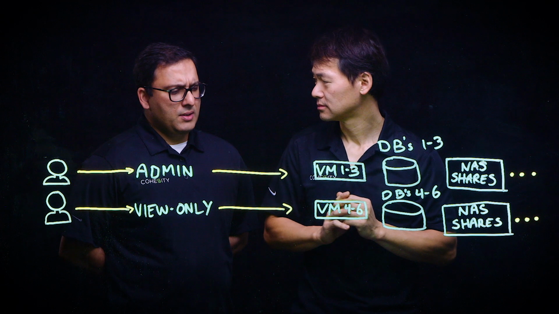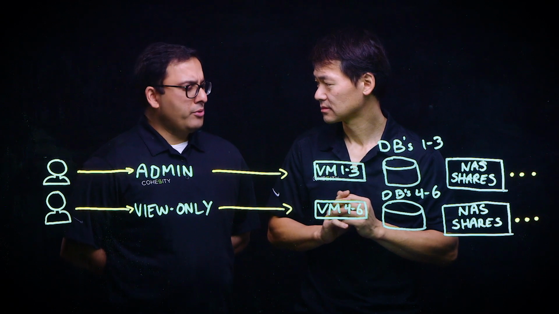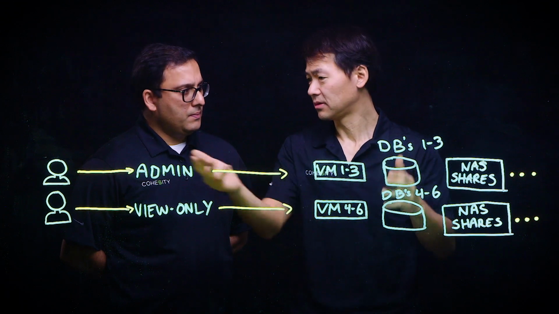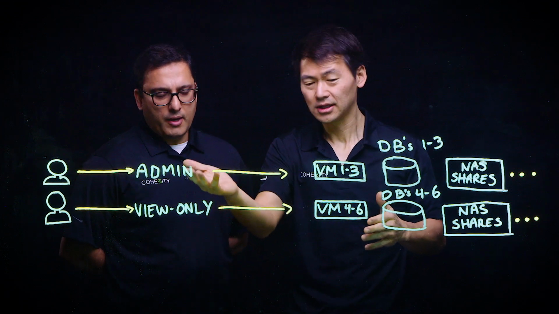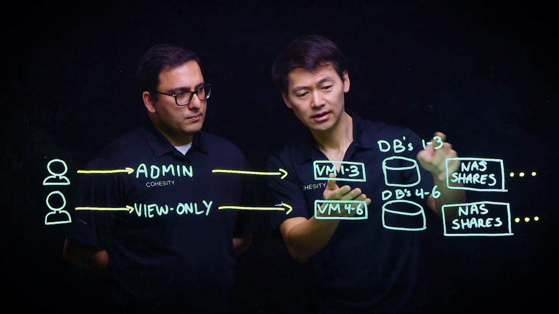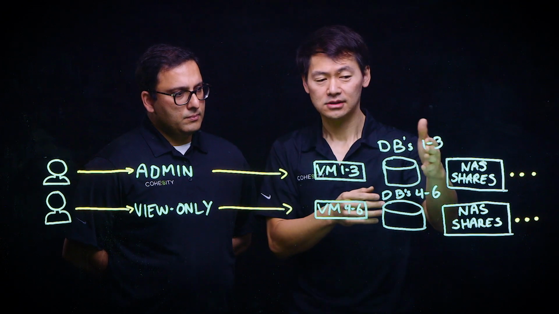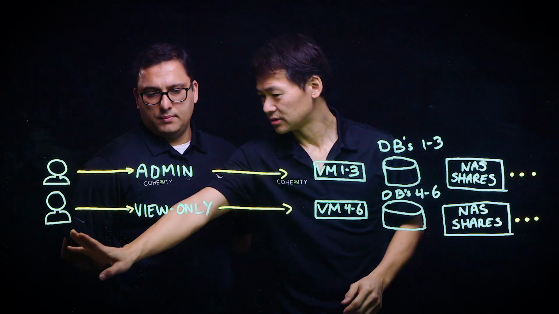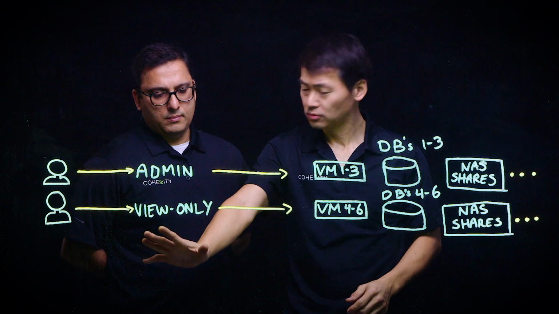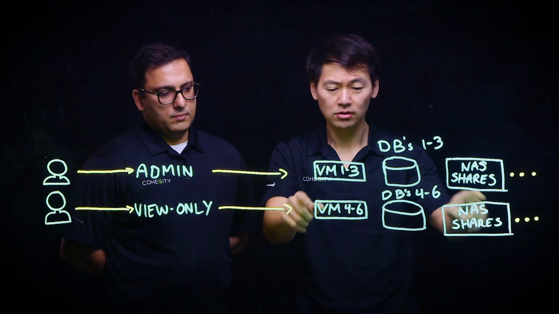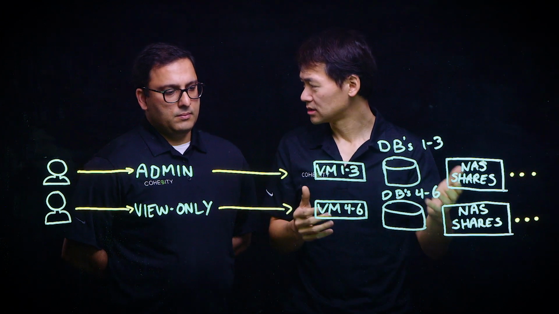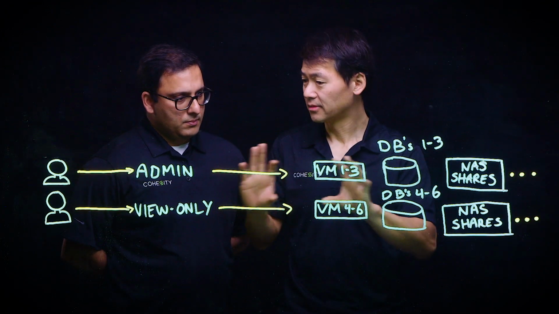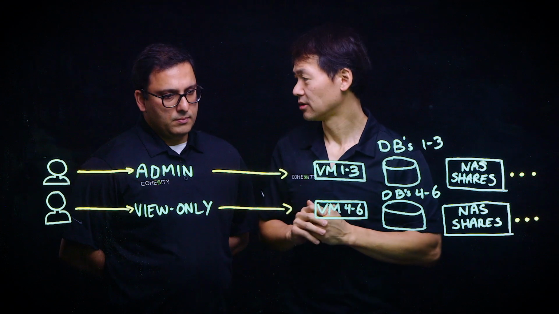Interesting. So, Yushen, you talk about these data access boundaries. What do you mean by that? Yeah. So here, by example, this user who's an admin, he can do anything on VMs 1, 2, and 3, databases 1, 2, and 3, and this set of NAS shares. Whereas this other user can do read-only actions on a whole different set of VMs, databases, and NAS shares. So now what we do is we build on top of this RBAC system to achieve multi-tenancy in Cohesity.